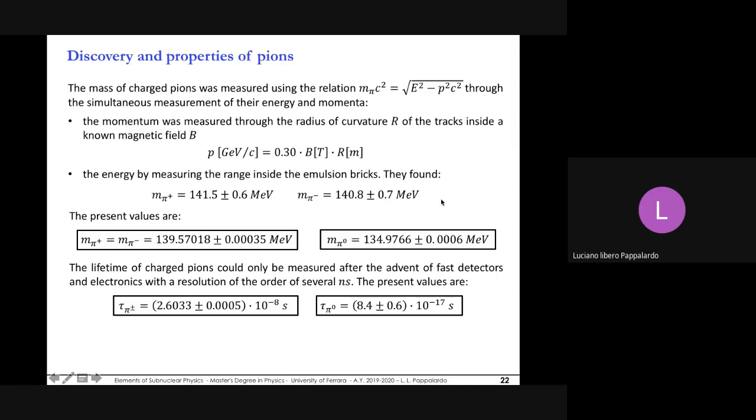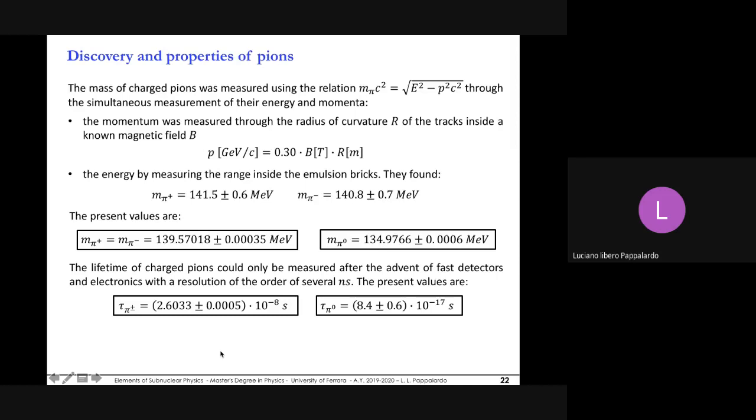So let me compare you now these historical values with the present values, okay? So you see now, of course, the precision is much, much higher, okay? These are for the pi plus and pi minus, which indeed have been shown to have exactly the same mass. This is another proof of the CPT theorem. This is the mass of the neutral pion, which is slightly lighter. So it's 140 versus 135, essentially, MeV, okay?